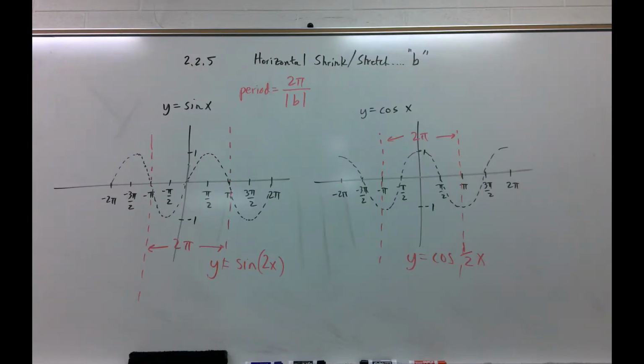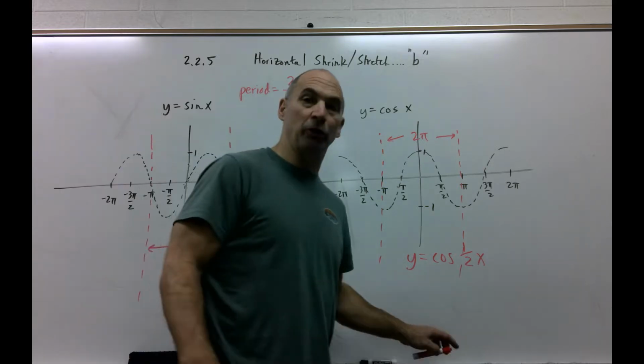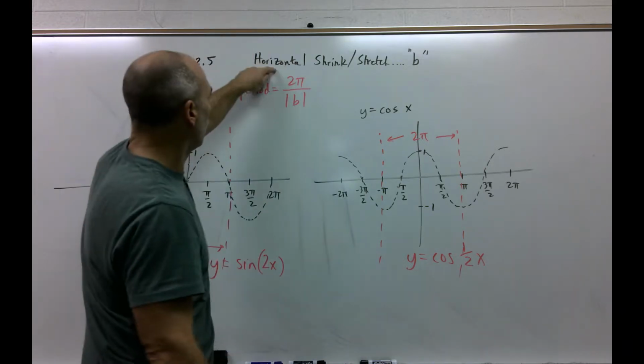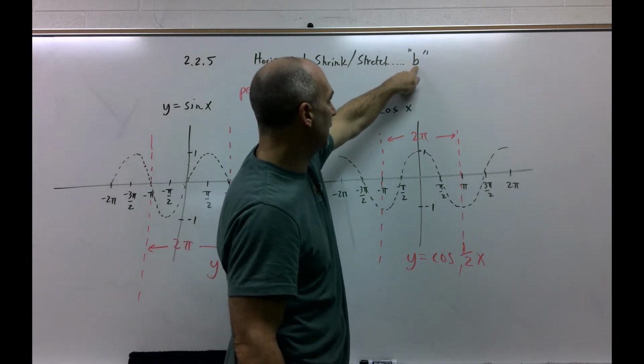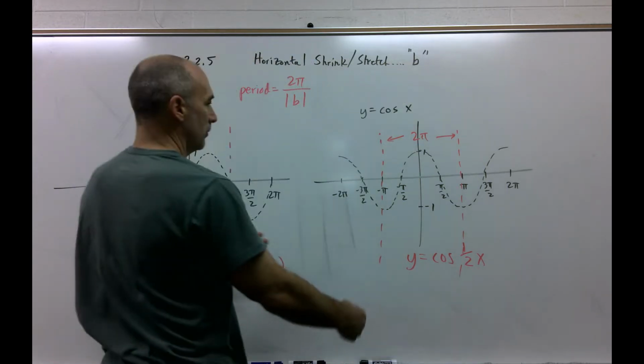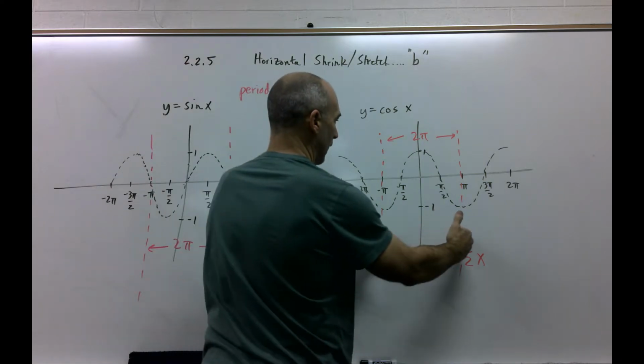Okay, we are up to 225, last lesson of Unit 2. Let's do this. Horizontal shrink and stretch, which has everything to do with the letter B. And the reason is the period, you can see, of cosine is 2 pi.